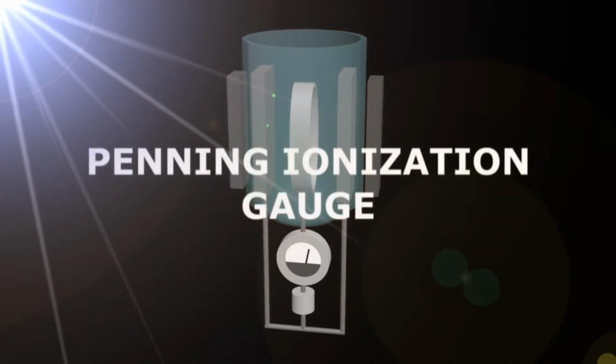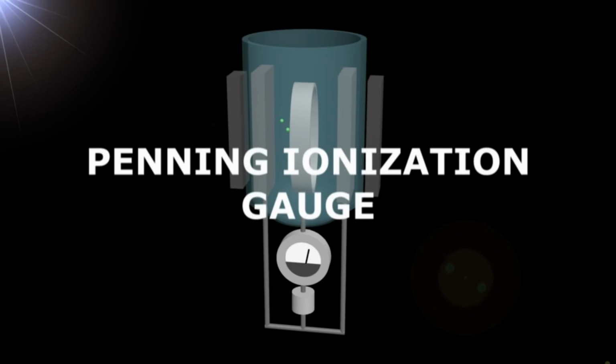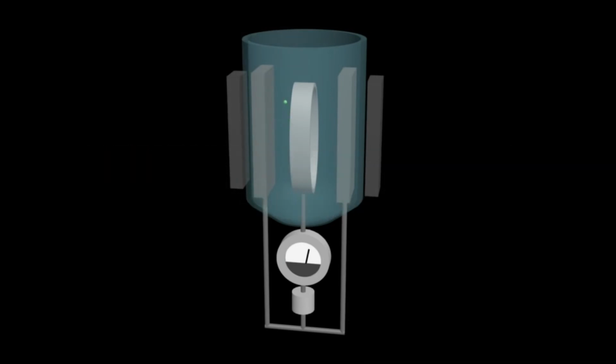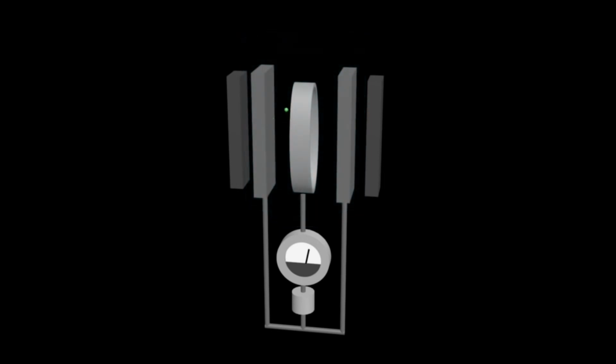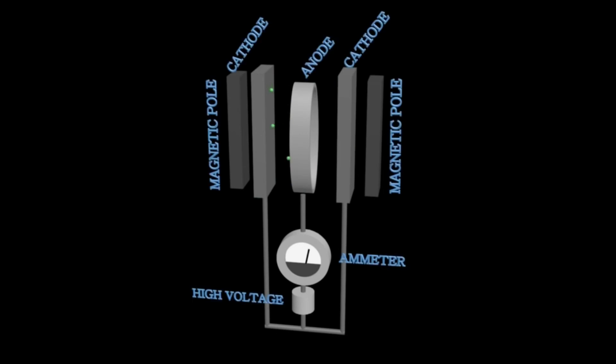Thank you. In this measurement of vacuum, it works in a pressure range between 10 to the minus 2 and 10 to the minus 9 torr. This system consists of the anode, cathode, magnetic pole, high voltage, and emitter.